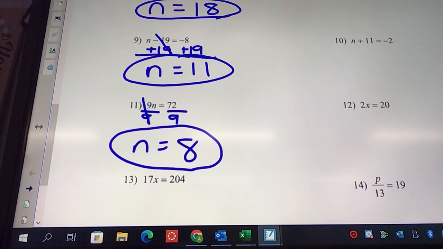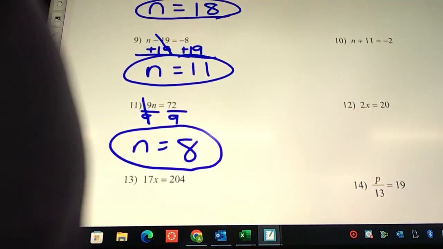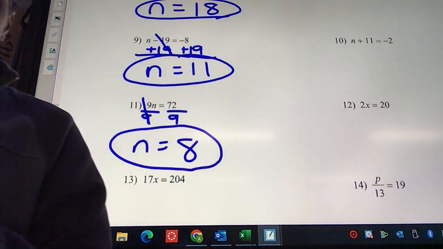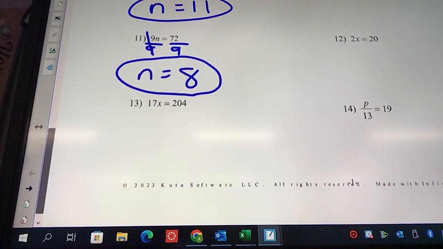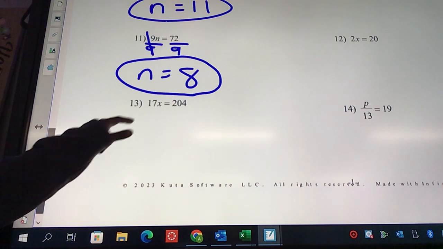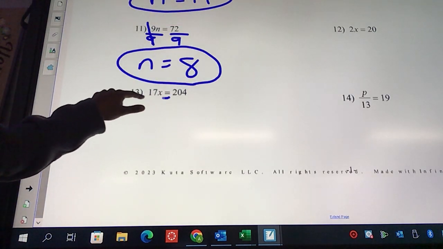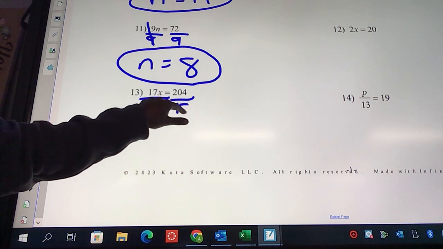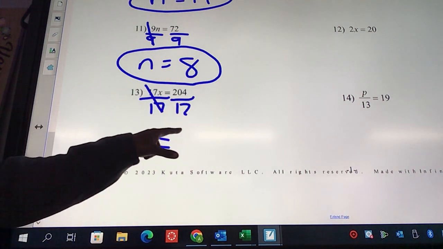Okay, 17. 17x equals 204. So what does that mean, 17x? It means multiplication, so we need to divide. Okay, so what is 204 divided by 17? 12, somebody agree?